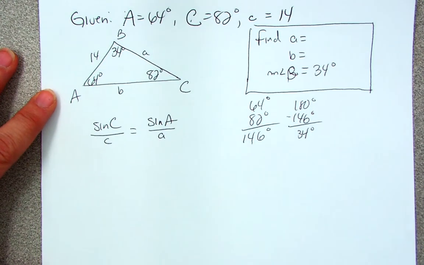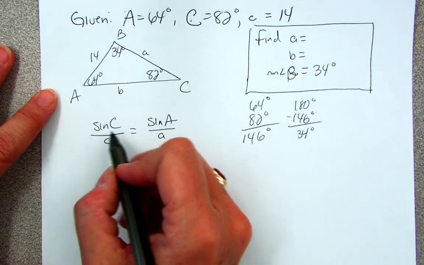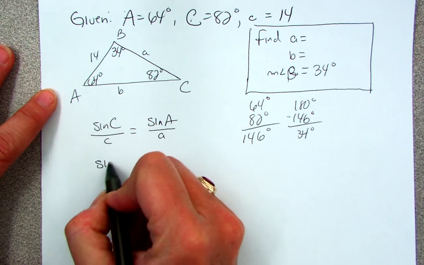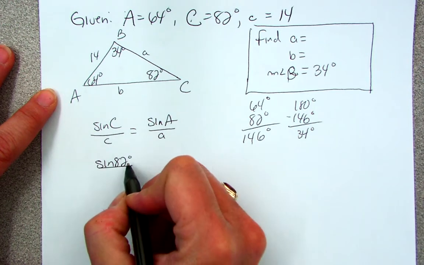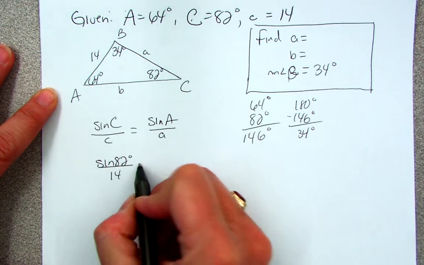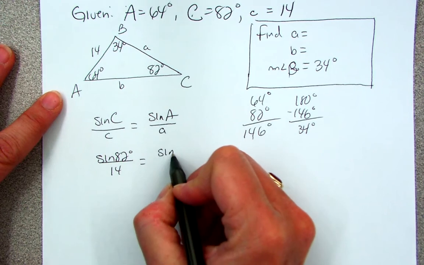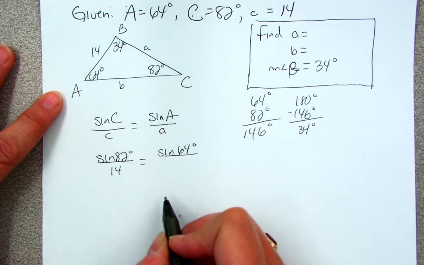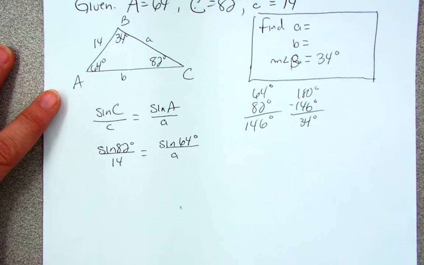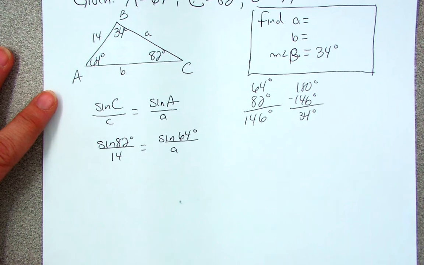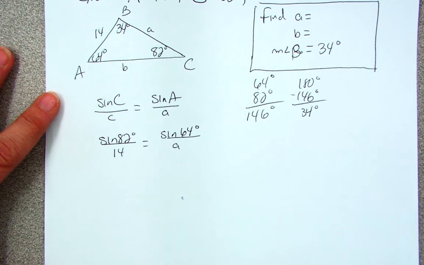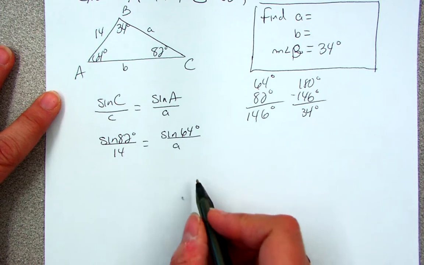Now I'm going to substitute. I know what this is, sine of 82 degrees. Side c is 14. This is sine of 64 degrees. And then this is the one I don't know. I'm going to solve for A first. So all I have to do now is isolate the A. So that means I'm going to multiply both sides by A.